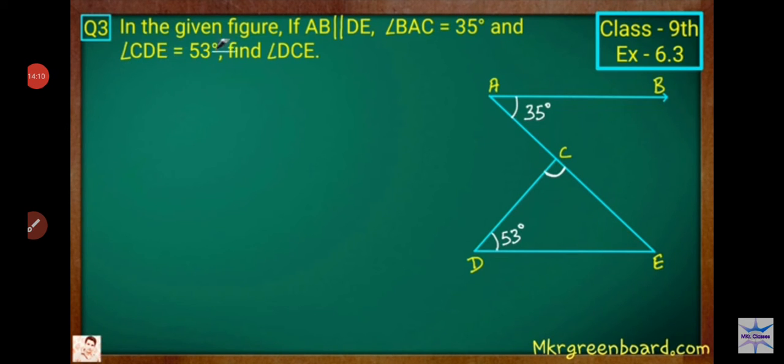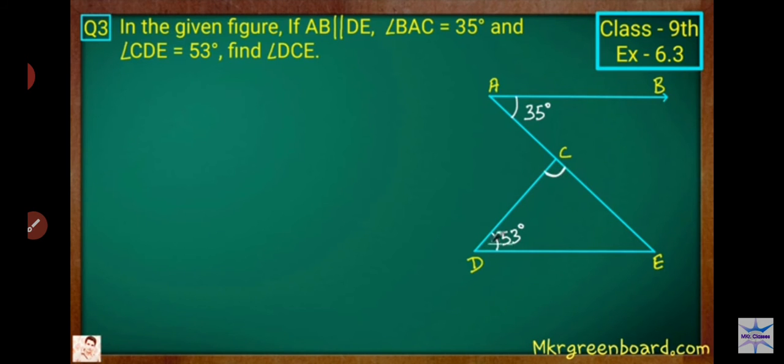In the figure, if AB is parallel to DE, angle BAC is equal to 35 degrees and angle CDE is equal to 53 degrees. Find DCE. We have to find angle DCE. And it's given two lines are parallel. Which two lines? AB is parallel to DE. And we have to find DCE. This angle we have to find.